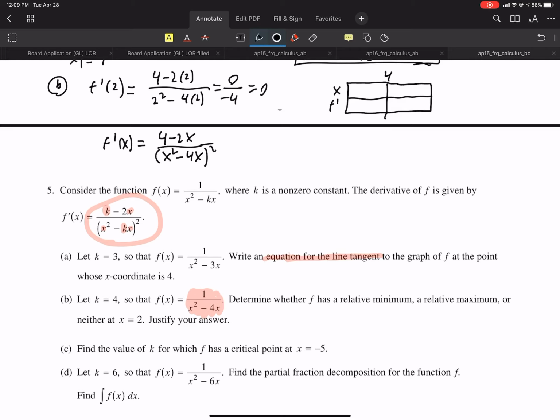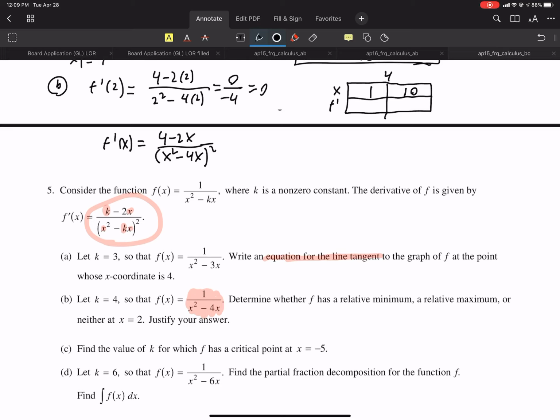A nice easy number to the left would be 0. Do I have a critical point at 0? Yeah, I'd have a critical point at 0 because that makes the denominator 0. So I'm going to pick a different number, 1. And to the right, 10. I don't know why I pick such big numbers, but let's see what happens.